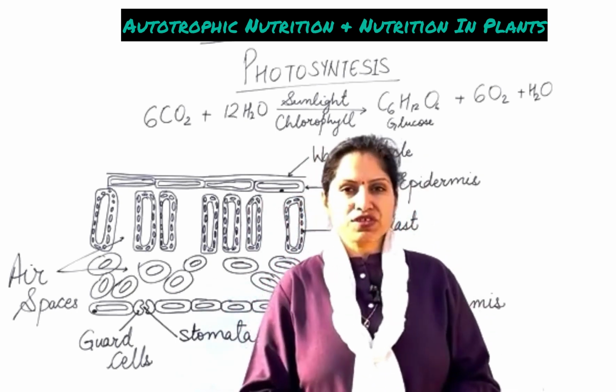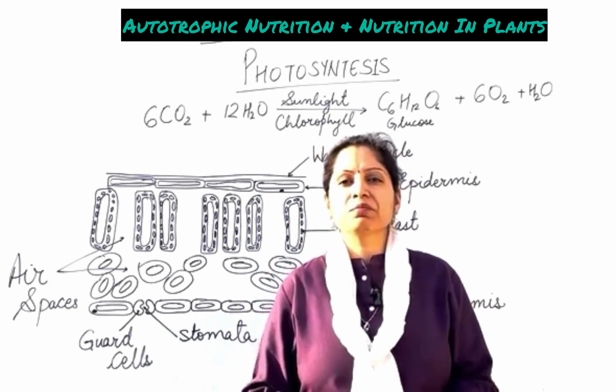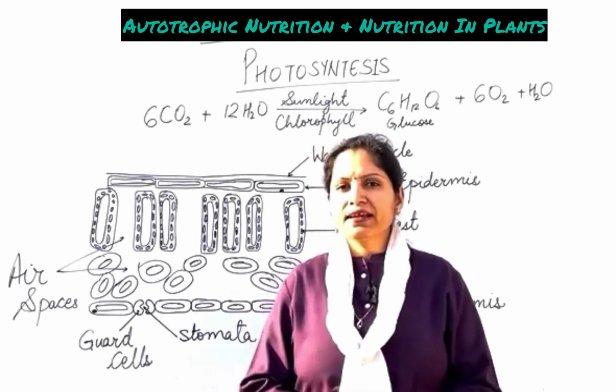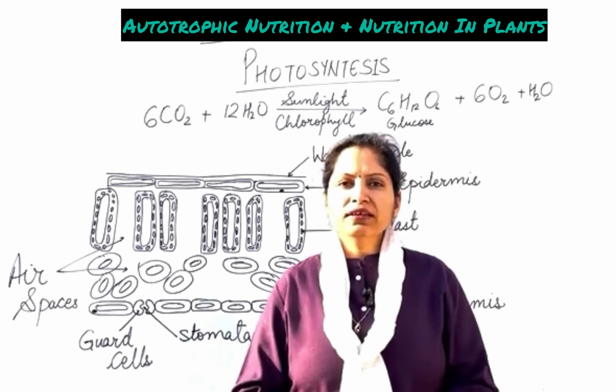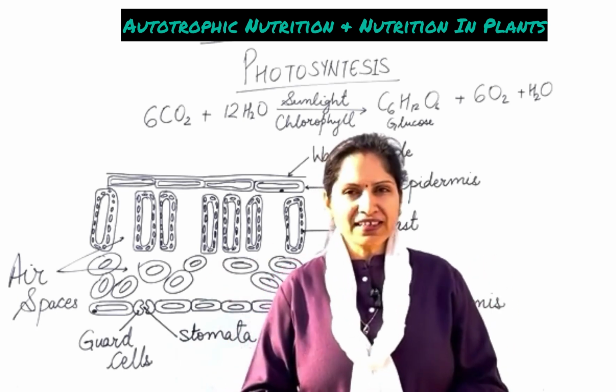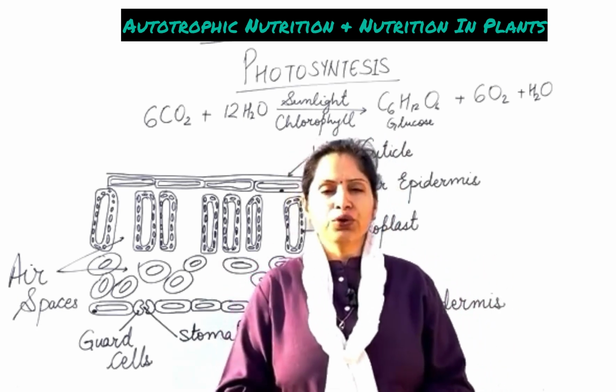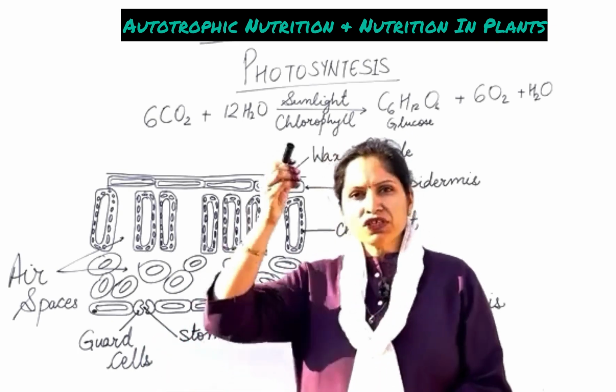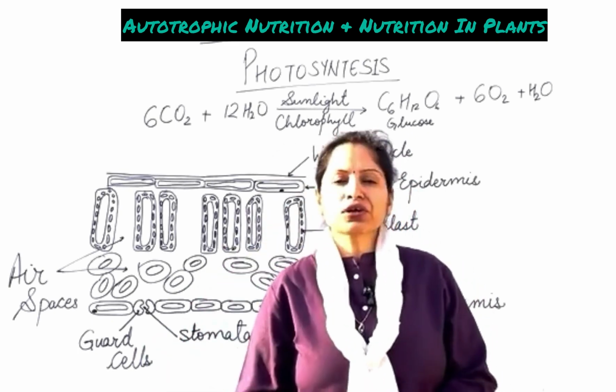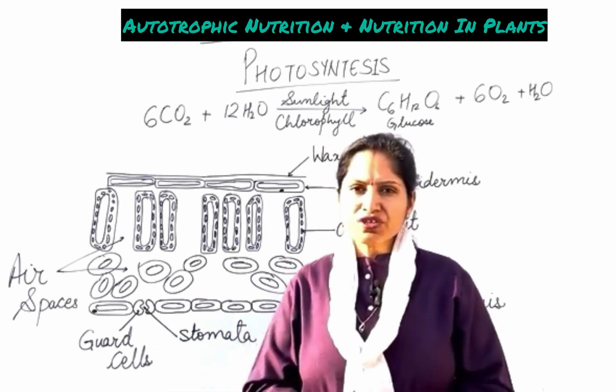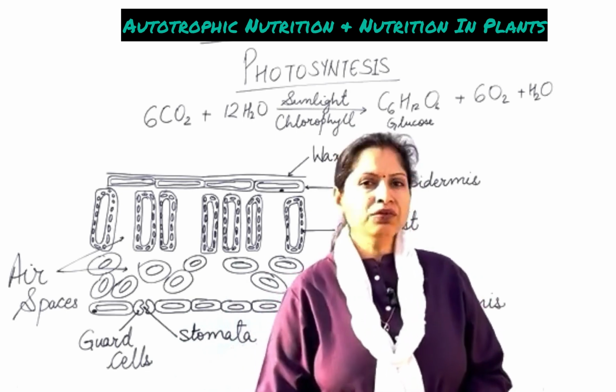Plants perform the process of photosynthesis, by which they can prepare their own food by taking carbon dioxide, water, and utilizing the energy of sunlight, because they have chlorophyll in them. The plants can perform this function because they have chlorophyll. So, by the process of photosynthesis, the plants are going to prepare their own food.